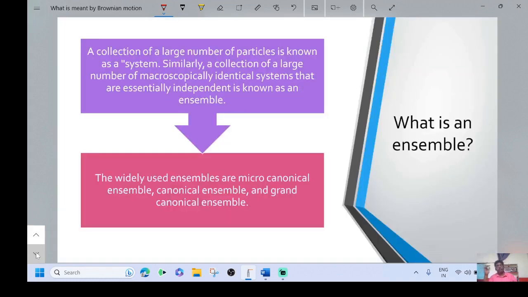What's an ensemble? A collection of a large number of particles is known as a system. Similarly, a collection of a large number of macroscopically identical systems that are essentially independent, meaning non-interacting, is known as an ensemble. The widely used ensembles are the microcanonical ensemble, canonical ensemble, and grand canonical ensemble.